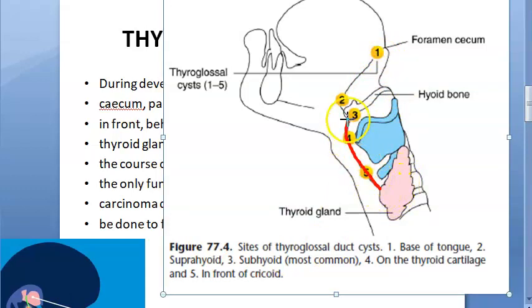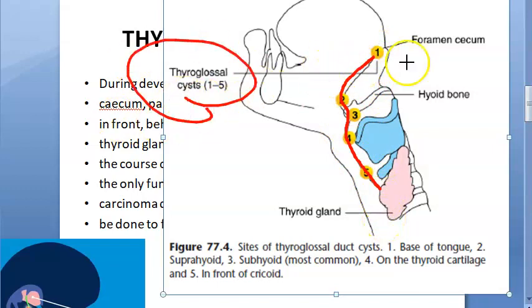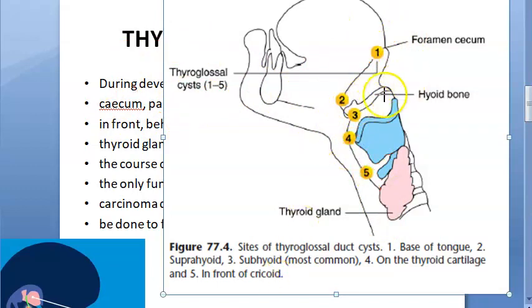So this is the duct, looks like, right? This is the duct. So from foramen cecum to thyroid gland, you have a duct. So anywhere along this duct, there can be the cyst. So cyst can be in any one of these positions. Here it can be, here it can be, here it can be, okay. Basically understand the position of the hyoid bone here. That's what they're saying, right? So see here's the hyoid bone.